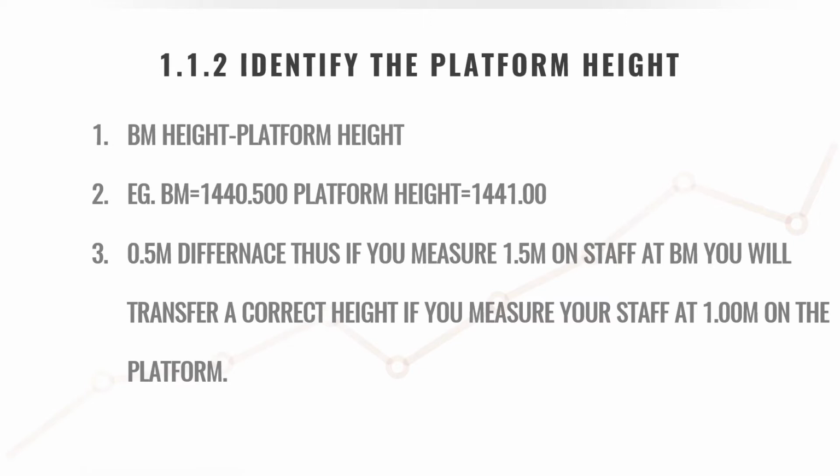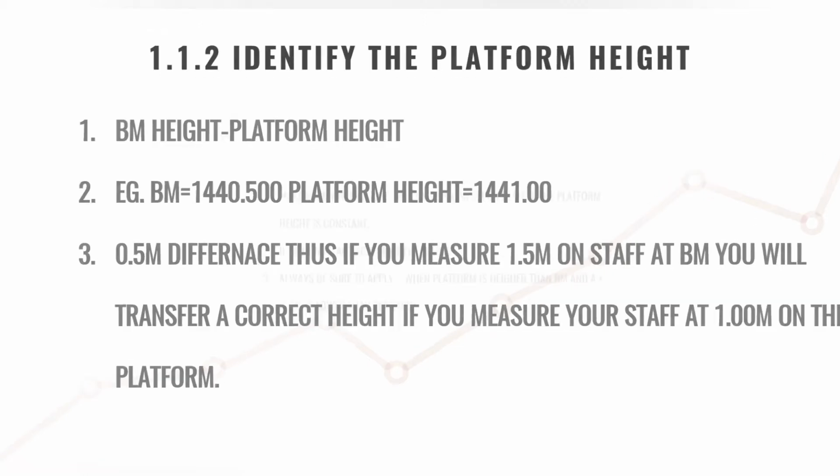Thus, if you measure 1.5 meter on the staff at your benchmark, to transfer the correct height, if you measure the staff on 1 meter at the platform position, this will mean that you're accurately transferring the correct height to your platform. So there's still a 0.5 meter gap between it, but as you can see, your platform is in fact 0.5 meters higher, thus the 0.5 meters will be deducted from your staff because you're lifting up your staff. So that means the measurement that you'll be looking for is lower.